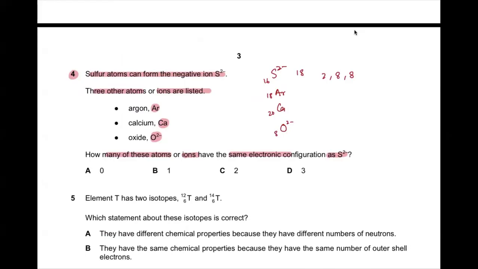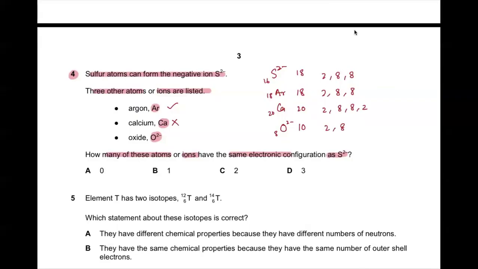So argon has 18 electrons, so its electronic configuration is 2, 8, 8. It is the one which has the same electronic configuration as S2-. Then calcium, it's 20, the atom, so it has 20 electrons, so it is going to be 2, 8, 8, 2. So it goes wrong. And oxide, 8 electrons in the oxygen atom. When it becomes oxide, it has 10 electrons, so it is going to be 2, 8.